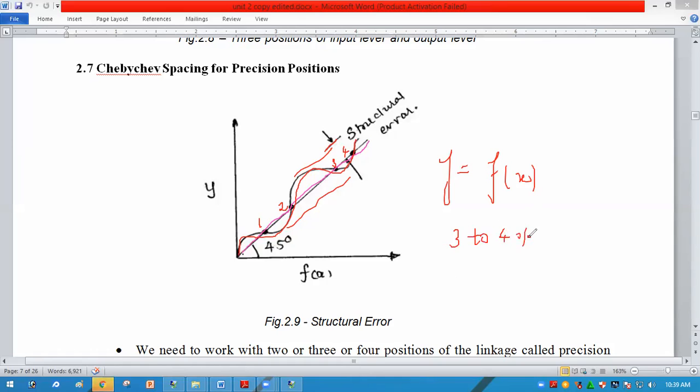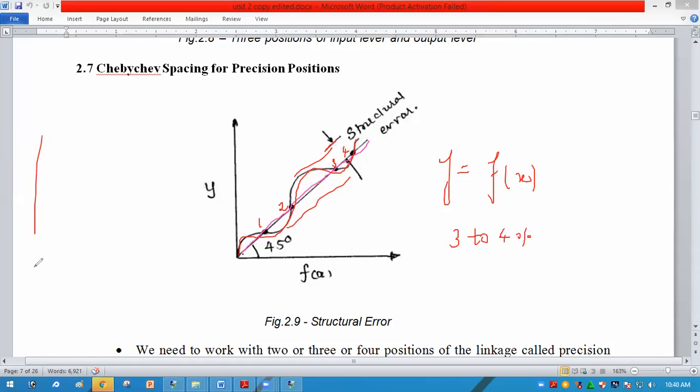The amount of structural error also depends on the choice of the precision points. Here we have 4 precision points. If you need to have 7 or 8 precision points, then the structural error could reduce. A judicious use of precision points greatly affects the structural error. If the number of precision points is increased, then the structural error will come down. If the number of precision points is very low, then the structural error will be very high.